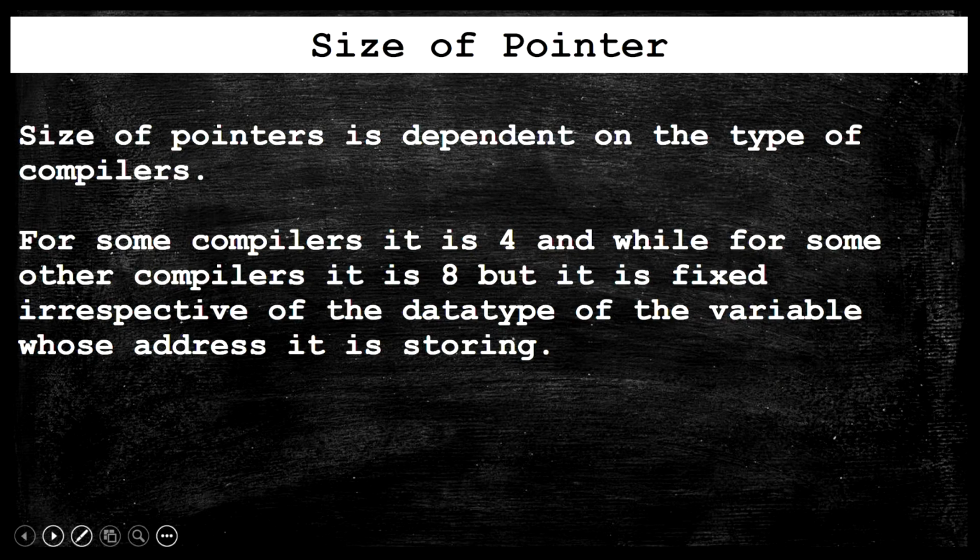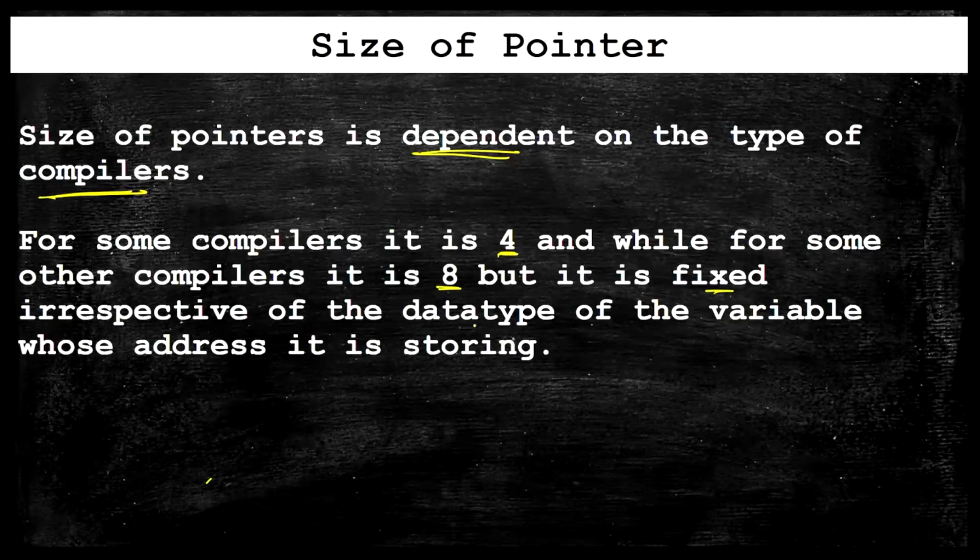So see, pointer size is dependent on the type of compilers. For some compilers, for example the online compilers that we have, that is online GDB and program widths, we have 8 bits. The pointers take 8 bits. But if we take MinGW compilers, it is taking 4 bits. I don't know what is the reason behind this. So pointer size is dependent upon the compilers. For some compilers it is 4, for others it is 8.